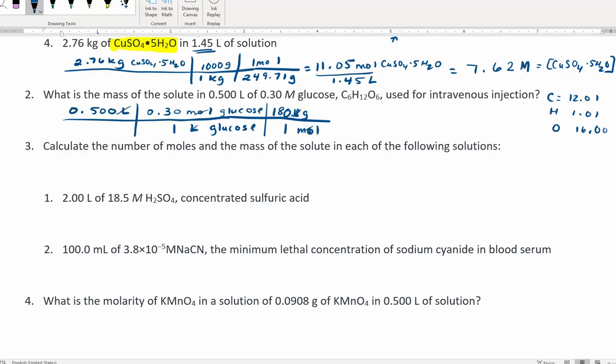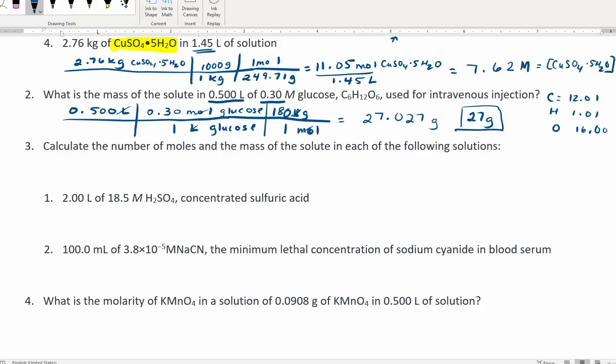So now I multiply that 180.18 times 0.3 times 0.5, and because our dimensional analysis worked here, 27.027 is what my calculator gives me. But I need to check for significant digits. I have 3 significant digits in my volume, but only 2 significant digits in my molarity. So I can only report 2 significant digits, 27 grams.